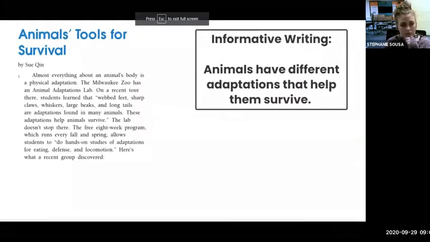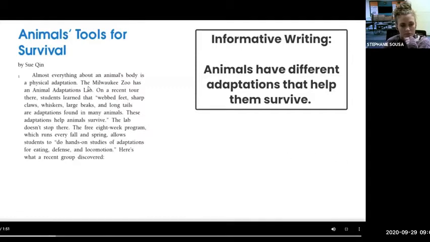Today we are looking at a text called Animals Tools for Survival by Sue Kin. Here is the introduction paragraph of this text. Almost everything about an animal's body is a physical adaptation. The Milwaukee Zoo has an animal adaptations lab. On a recent tour there, students learned that webbed feet, sharp claws, whiskers, large beaks, and long tails are adaptations found in many animals. These adaptations help animals survive.